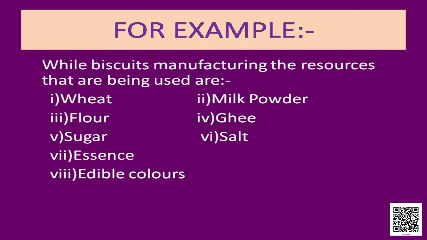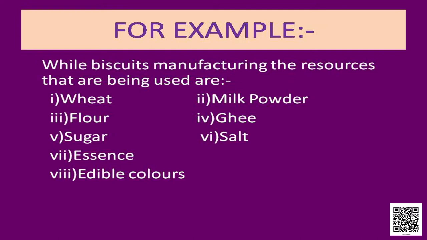Now the first point, what are the resources? Let us see first, after that we will talk. Wheat, flour, sugar, essence, edible oil, milk powder, ghee, salt. So these are the resources. When we say resources, you can also call them raw materials, okay? Because when the finished product comes, before that the raw materials were definitely used in it, then assimilated as well as coordinated. After that the finished product comes, right?